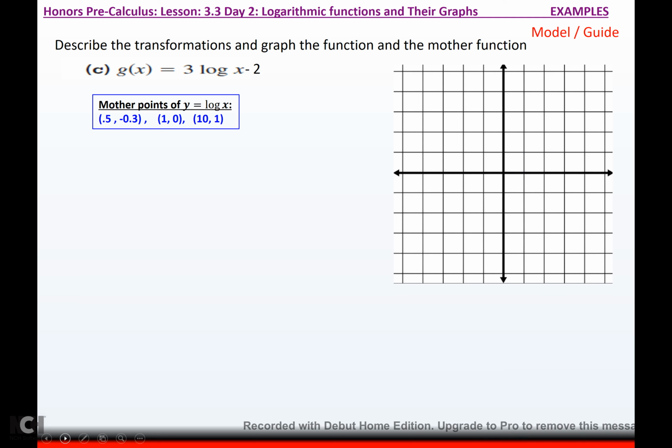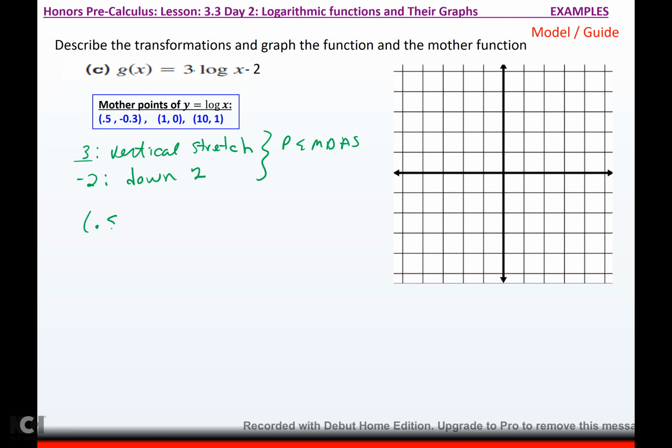So now let's do a common log. The common log mother points are (0.5, -0.3), (1, 0), and (10, 1). If we describe our transformations, we've got this times 3 on the outside. That's going to be a vertical stretch. Nothing's happening to x because nothing's inside parentheses with x. If that was the case, then we would go right 2, but it's not, so that minus 2 is actually going to go down 2, which means everything's happening to y, which means we do PEMDAS, so we multiply by 3 first.